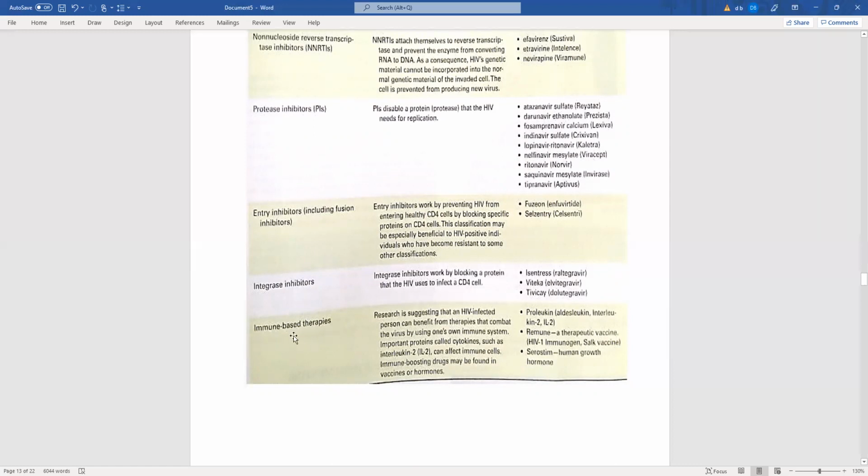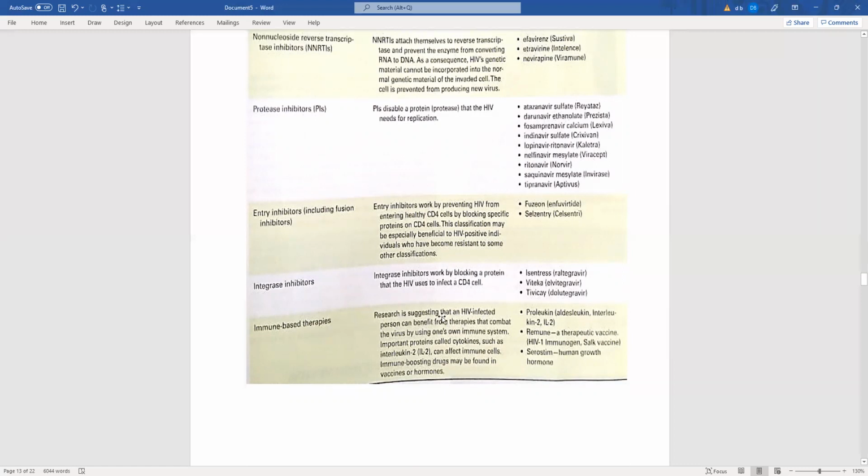Immune-based therapies. With immune-based therapies, we know that's research, right? So that's the whole thing right there. The therapies and the research. I'm thinking about theory, but same thing. Immune-based therapies. Research is suggesting that an HIV-infected person can benefit from therapies.